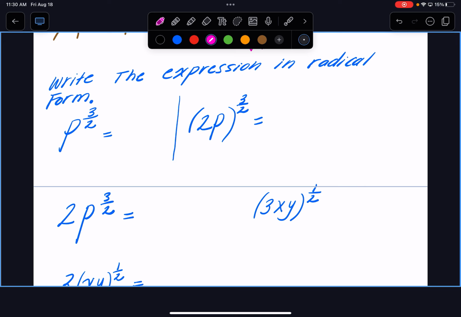So what would we do? We would call this the what root? Square. The square root, yes, of P to the 3rd power. Why did I leave it blank? Because we all know that it secretly means a 2. True, everyone? All right.